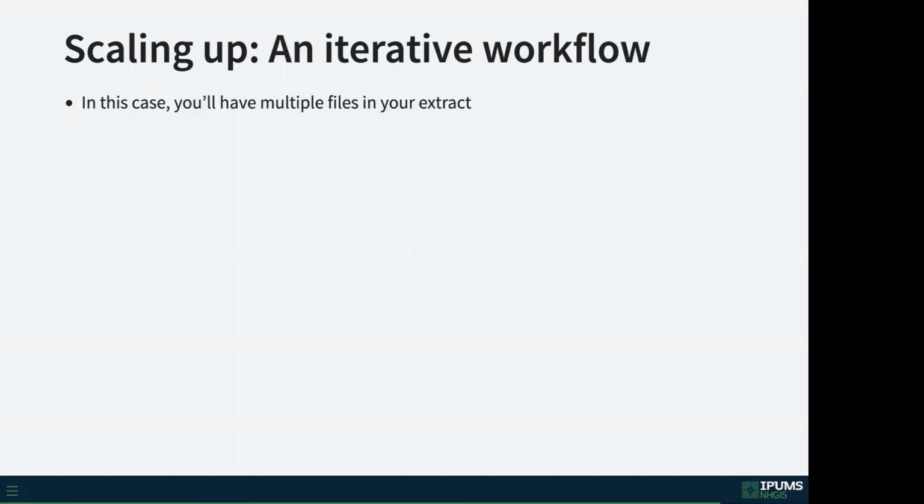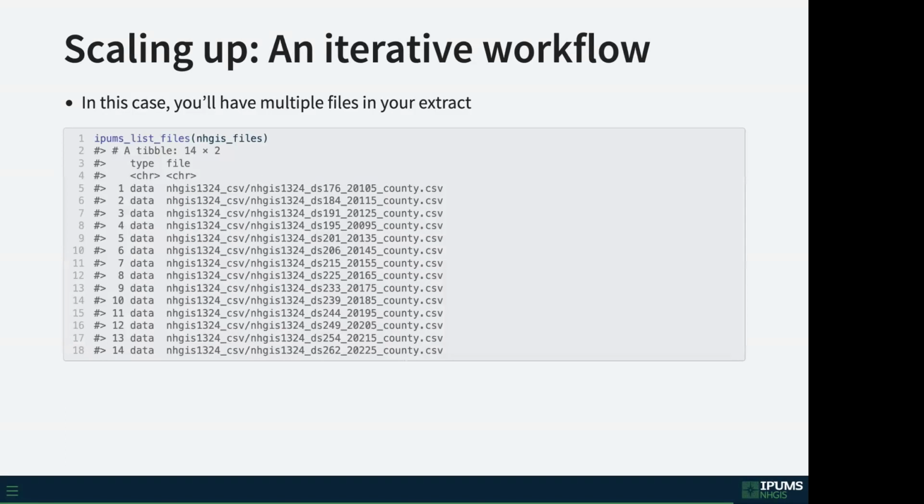One quirk that I do want to point out is that when you're requesting a more complicated extract, you might get multiple files in your extract. When I say multiple files, I mean you can get a single zip archive that has multiple files contained within it. You can peek inside of a zipped extract with this IPUMS list files function. If I do that in our case, we have one CSV file for each of the data sets that we requested in our extract. So that's 14 data sets in this case.